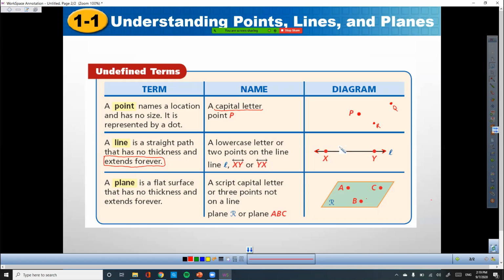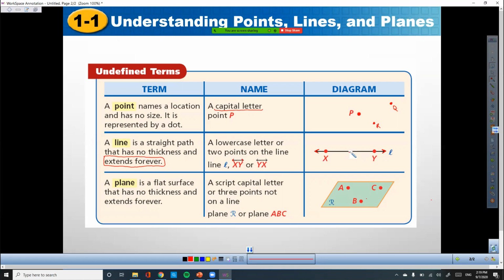Now, in order for us to name our lines, we use either a lowercase letter, for example here we use lowercase l, or two points on that line. For example, here we have these two points on that line, point X and point Y. We can name a line either by a lowercase letter or by any two points on that line. So here we have line XY, and we use a line with two arrowheads on top to name it, or it can be line YX. The order doesn't matter as long as you pick any two points on that line.